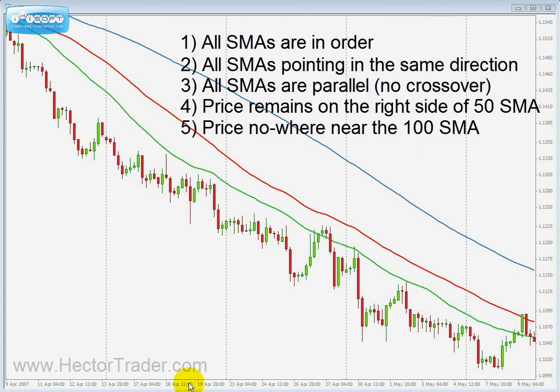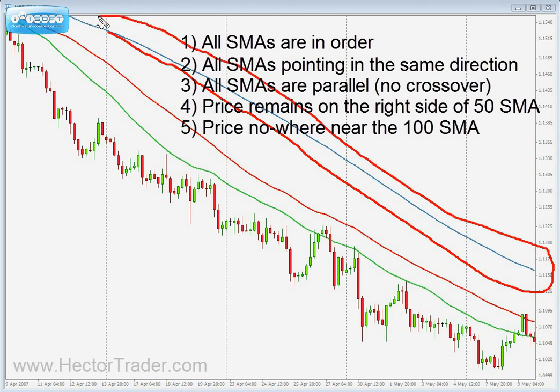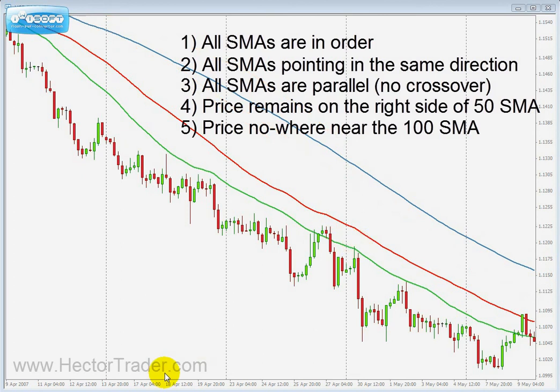So that's why the fifth condition of my system, as far as spotting healthy trends, is that the price never gets around the 100 moving average. So far we have all of them pointing in the same direction, all of them parallel, no crossover, all the moving averages in order, price remaining on the right side of the 50. Even if for 1 second we might breach a little bit above the 50, it never gets to the nearabouts of the 100.